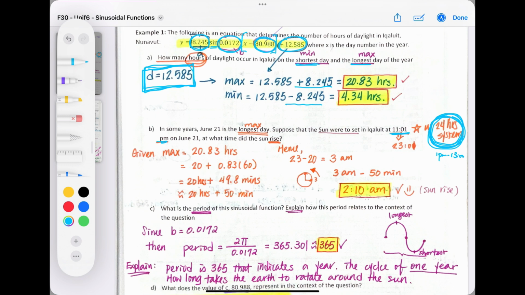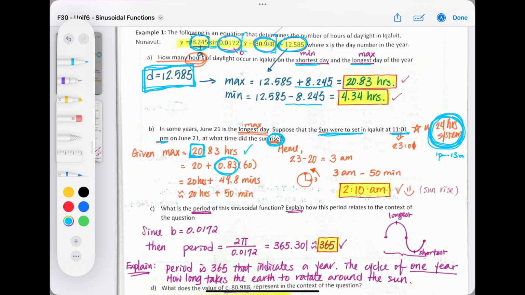So now we're going backward. If we know the sun sets at that time, what time will be the sunrise? So we're going to calculate backward. The way I do it is knowing the keyword, the longest day. So I know my maximum. The whole number tells me the entire whole number of hours. So I need to take care of the decimal and convert the decimal hours to minutes.